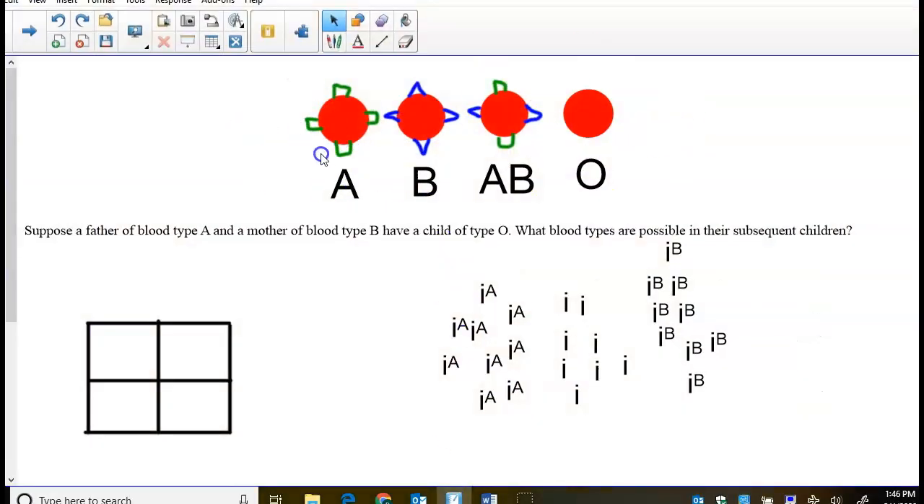If you take a look up here, you can see I drew 4 red blood cells. I have one red blood cell here, which is A. I have one here, which is B. I have AB, and I have O.